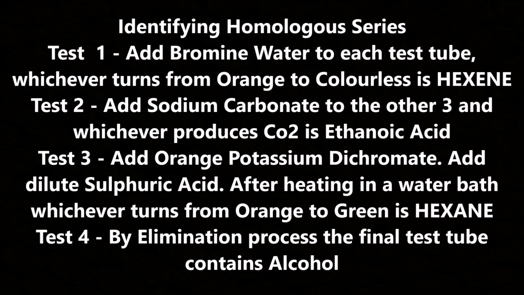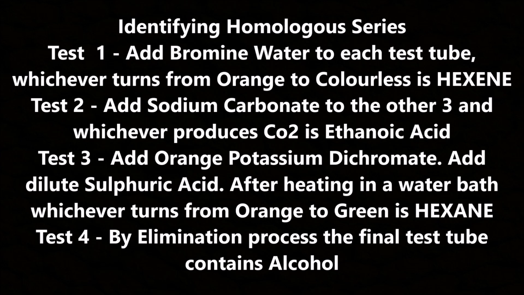So to identify the homologous series, you want to do 4 tests. The first test is you add bromine water to each test tube. There will be 4, and whichever one turns from orange to colourless is hexene. Notice the ENE. The second test is that you will add sodium carbonate to the other 3, and whichever one produces CO2 is ethanoic acid. This will turn the lime water milky.